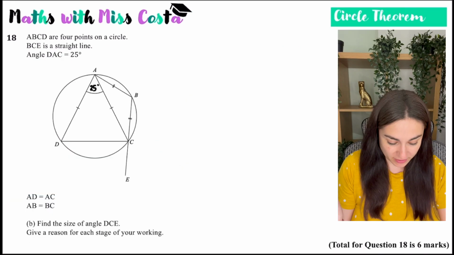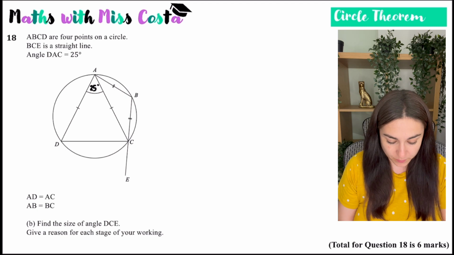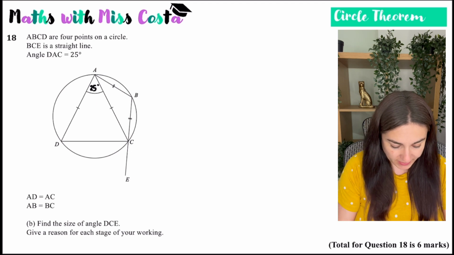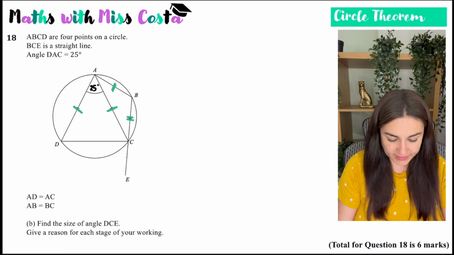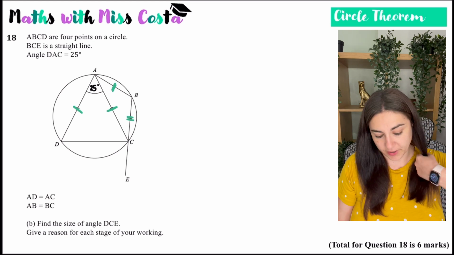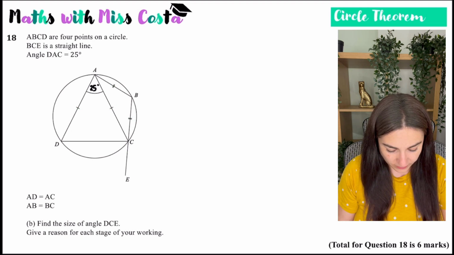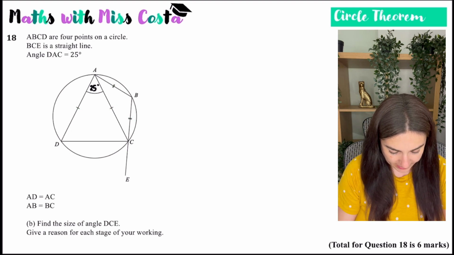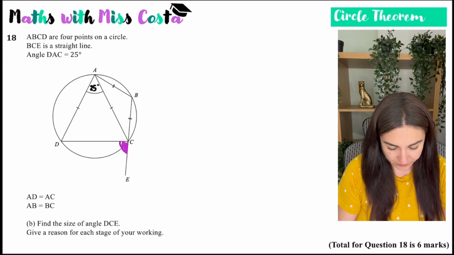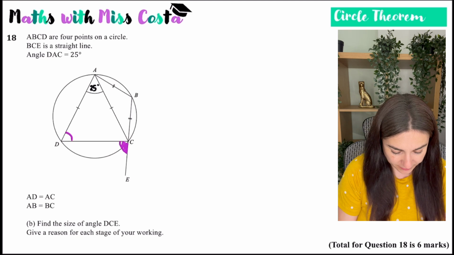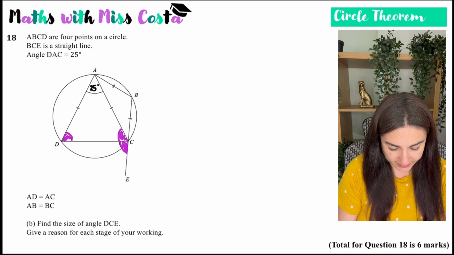So here's another circle theorem question. ABCD are 4 points on the circle, BCE is a straight line, angle DAC is 25 degrees, and we know that these two sides are the same as are these two. So I know that they're going to form isosceles triangles. Okay, so what can I do first? The ultimate aim is to work out what this angle here is. I can deal with that later. First, let's deal with what I know. So that's 25 degrees, which means that I can work out what these two angles here would be.